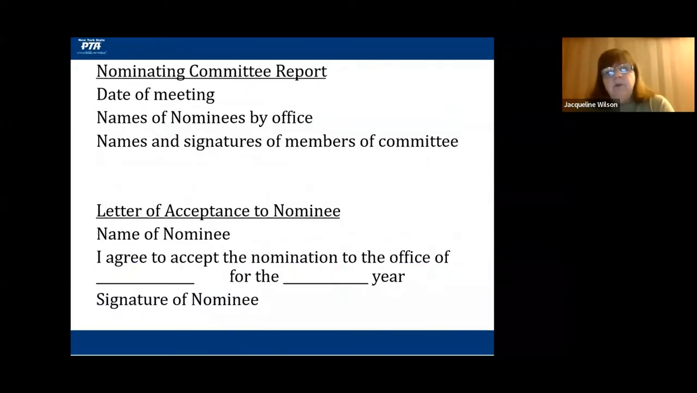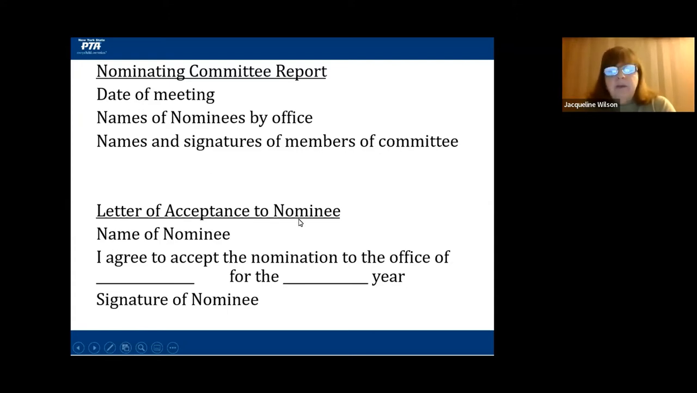So here's a sample of what you would put in a nominating committee report: the date of the meeting, the names of each nominee by office, and then the names and signatures of the members of the committee. Okay, and this is what is going to get handed into the secretary for her minutes at the election meeting.